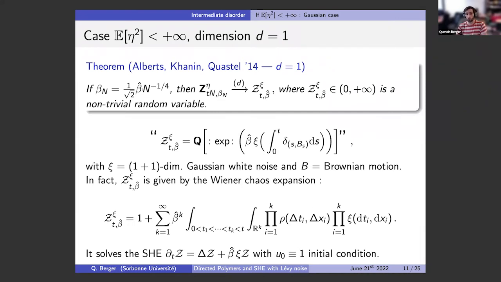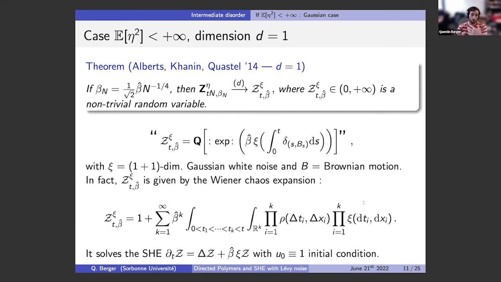Okay, so here you see that if you take the correct scaling, then the partition function converges to a continuum object, which solves the stochastic heat equation. Okay, here with the flat initial condition. So this was already an interesting result, and people had already studied the stochastic heat equation with the flat initial condition and showed that this was the solution.